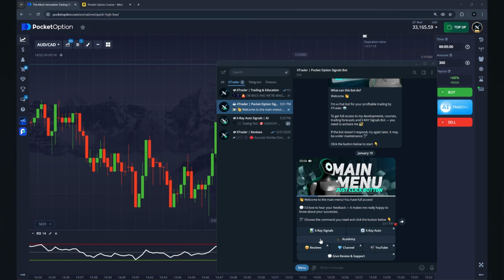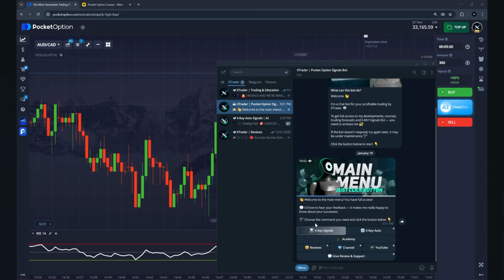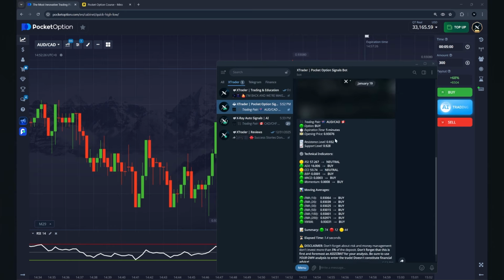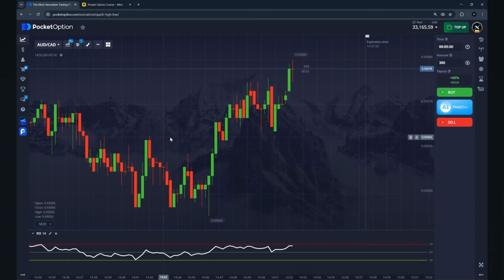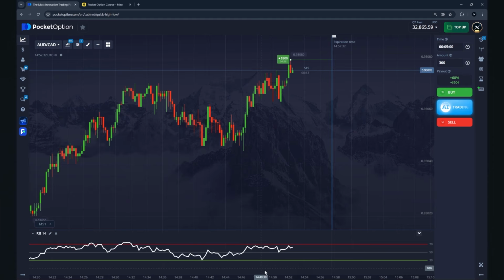Okay, I'm going to take this signal from the manual mode right now. I will use it for Australian dollar, Canadian dollar again. Buy for 5 minutes. Okay, let's open the deal. And let's wait.